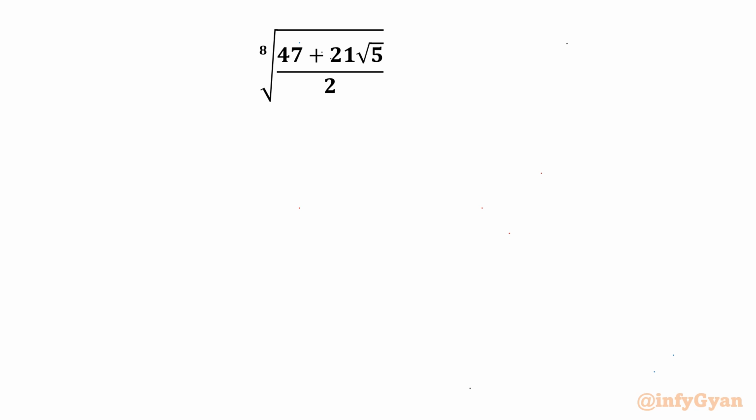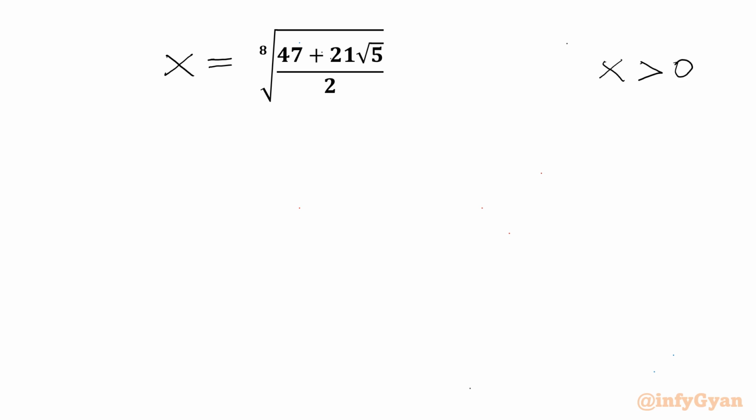In this video, we have another very interesting question from radical maths. We have to evaluate the 8th root of (47 + 21√5)/2. So let's get started by considering this expression equal to x first. I can write x must be positive.